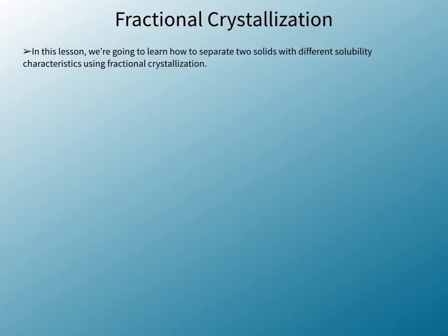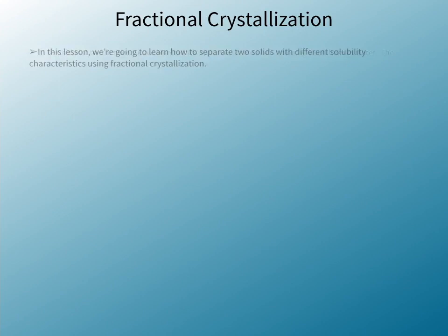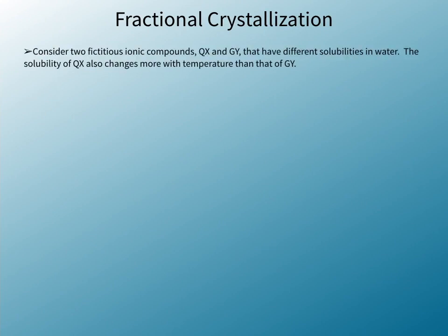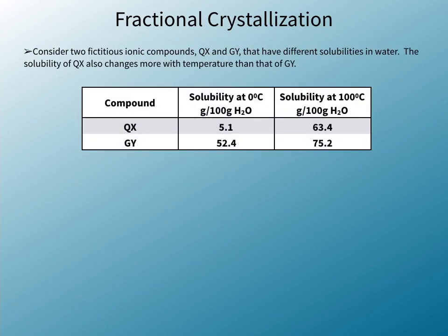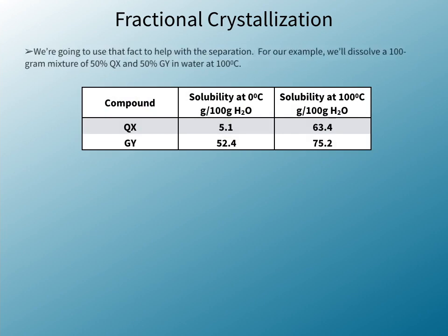In this lesson, we're going to learn how to separate two solids with different solubility characteristics using fractional crystallization. Consider two fictitious ionic compounds, QX and GY, that have different solubilities in water. The solubility of QX also changes more with temperature than that of GY. We're going to use that fact to help with the separation.